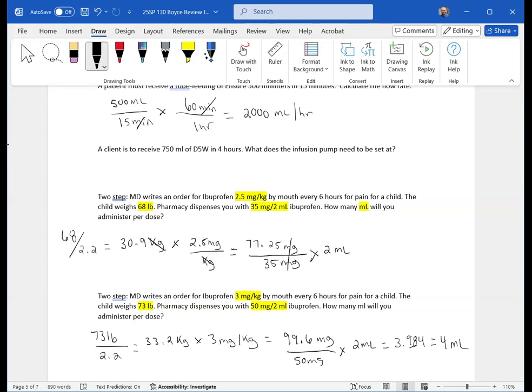Okay. So we're going to take that 77.25 times 2, and I get 154.5, and I'm going to divide by 35. And I'm going to get an answer of 4.4142857. So we're just going to round to the nearest tenth. So 4.4 ml.